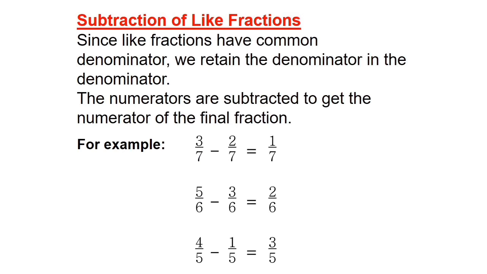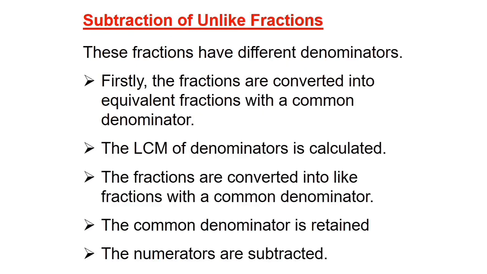Subtraction of like fractions. Since like fractions have a common denominator, we retain the denominator. The numerators are subtracted to get the numerator of the final fraction. For example, 3 by 7 minus 2 by 7 will give 1 by 7. 5 by 6 minus 3 by 6 will give us 2 by 6. 4 by 5 minus 1 by 5 will give us 3 by 5.